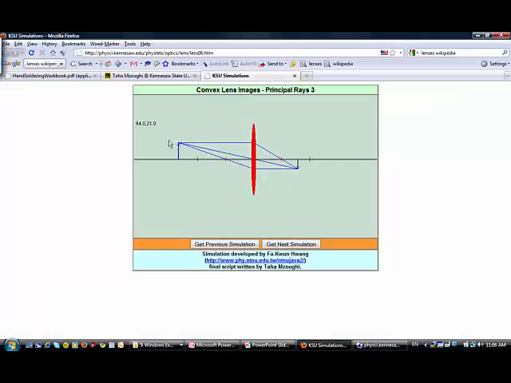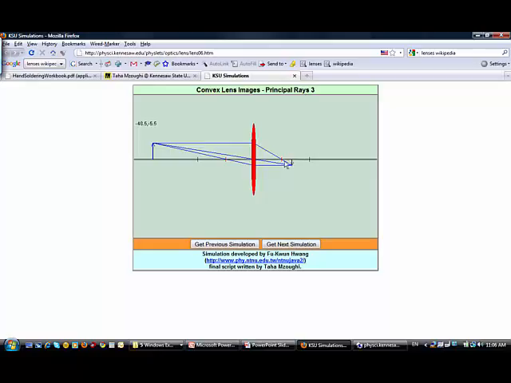The first case is when we have an object placed far away from the lens, further than twice the focal length. In that case, as you notice, our image is inverted, real, and diminished or smaller than the object.